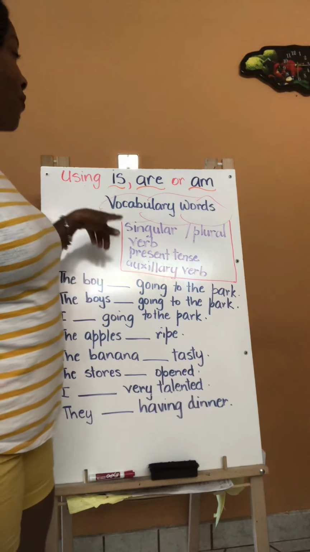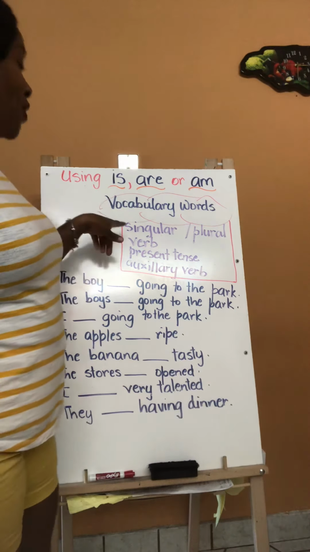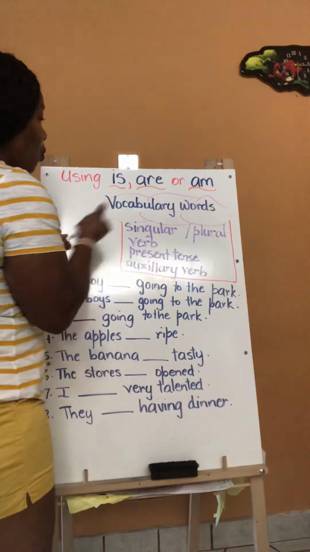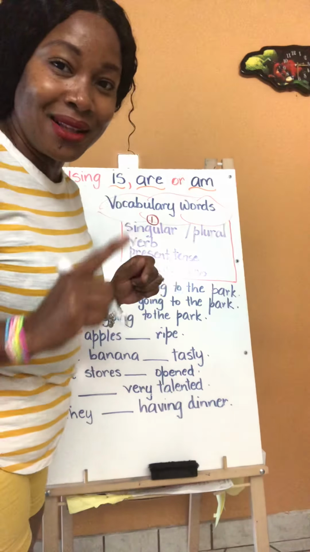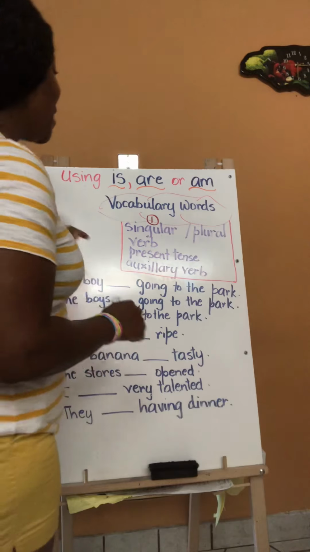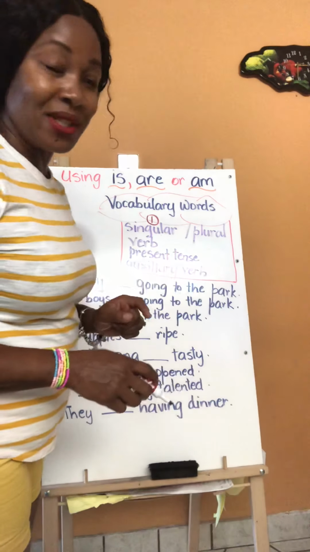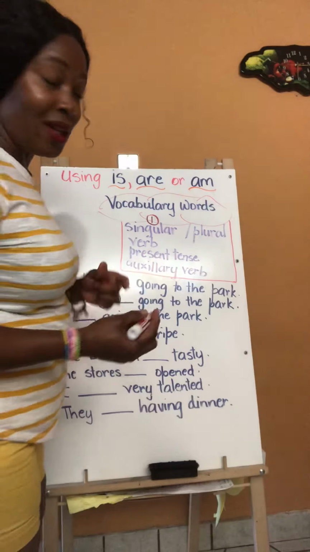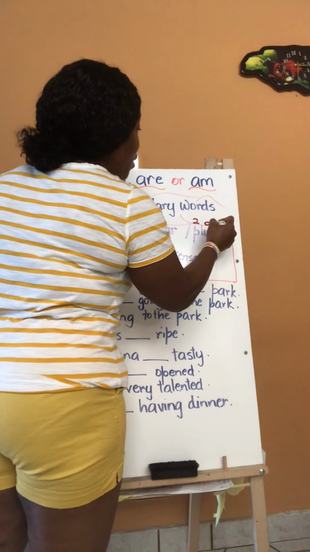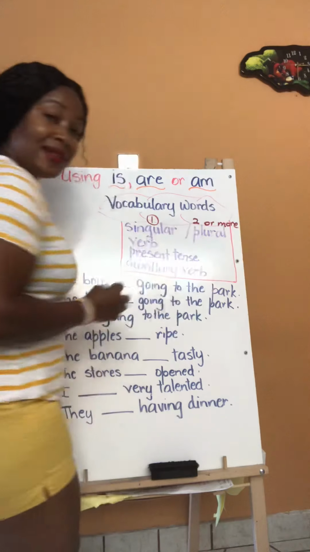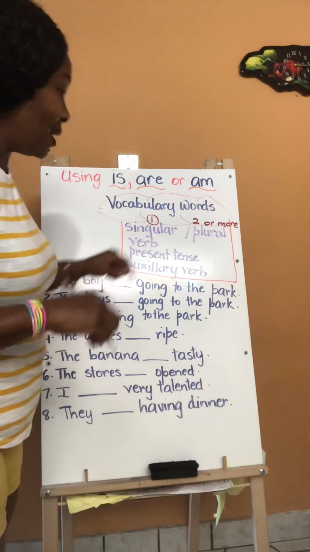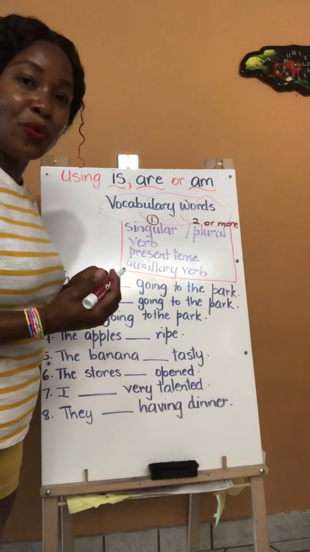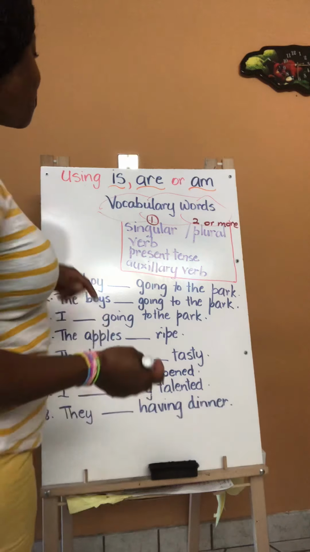So, the first vocabulary word is singular, and singular comes from the word single, which means one. So singular means one. If you think of singular, that's one. Now plural is quite the opposite of singular because plural means two or more, or we can say more than one. So again, singular means one, plural means more than one or two or more.